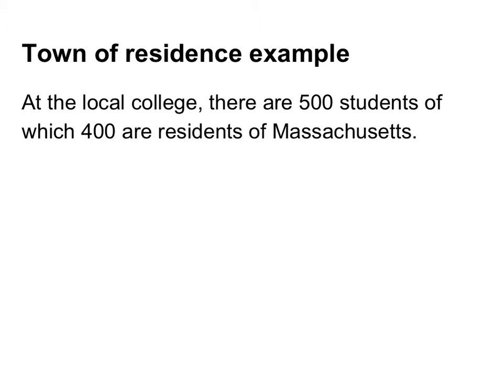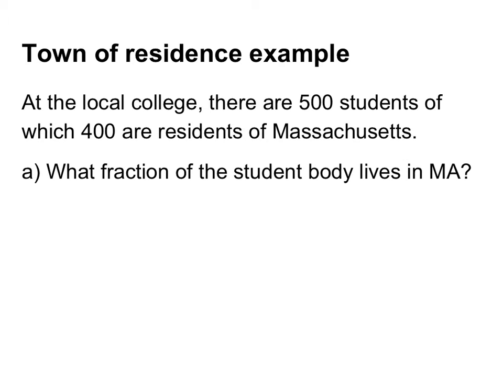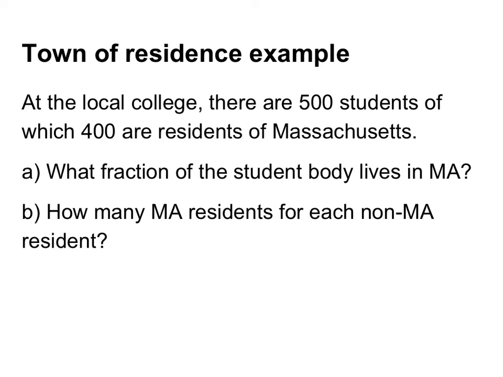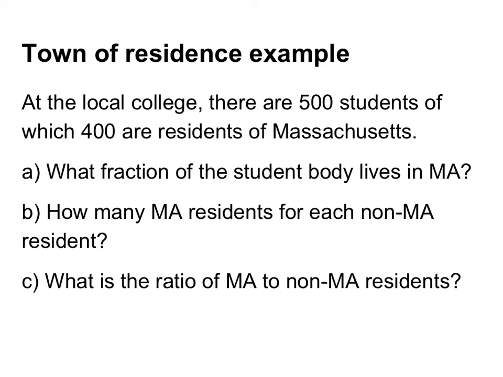So the kinds of questions that we would be answering using these techniques is something like this. At a local college, there are 500 students, and of those 500 students, 400 are residents of Massachusetts. So we might ask questions like, what fraction of the student body lives in Massachusetts? Or how many Massachusetts residents for each non-Massachusetts resident? Or what is the ratio of Massachusetts to non-Massachusetts residents?